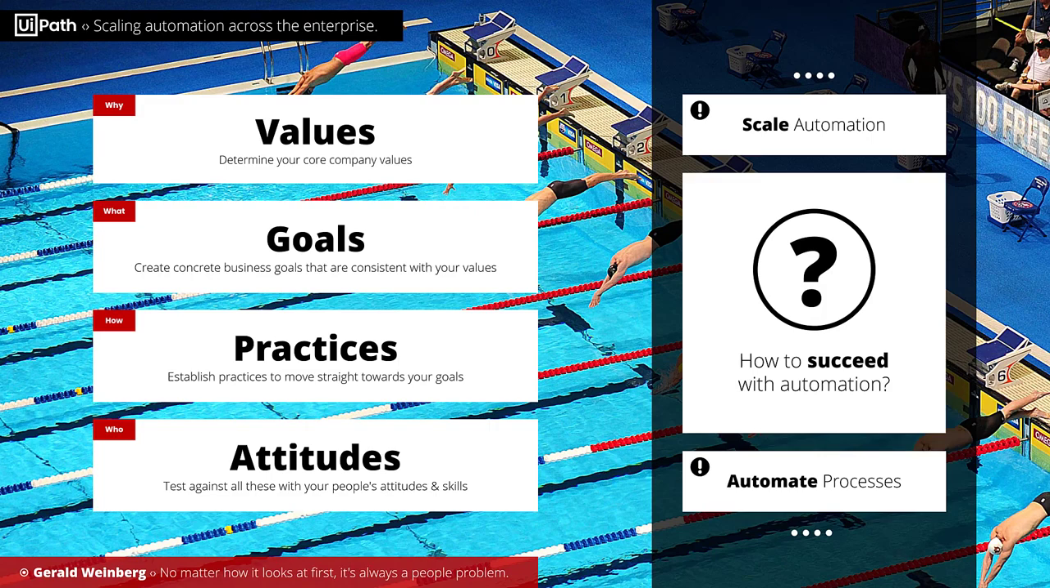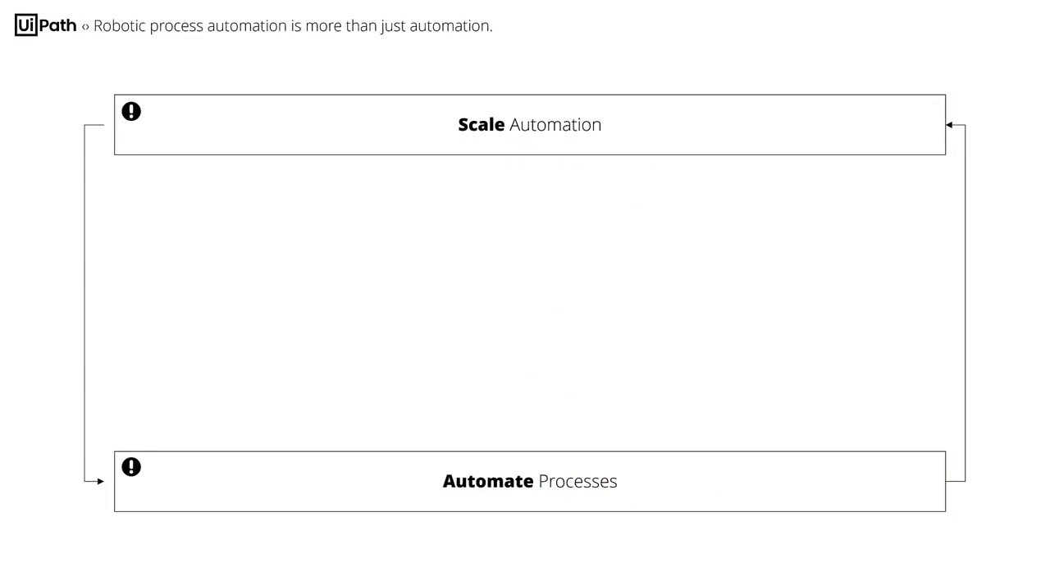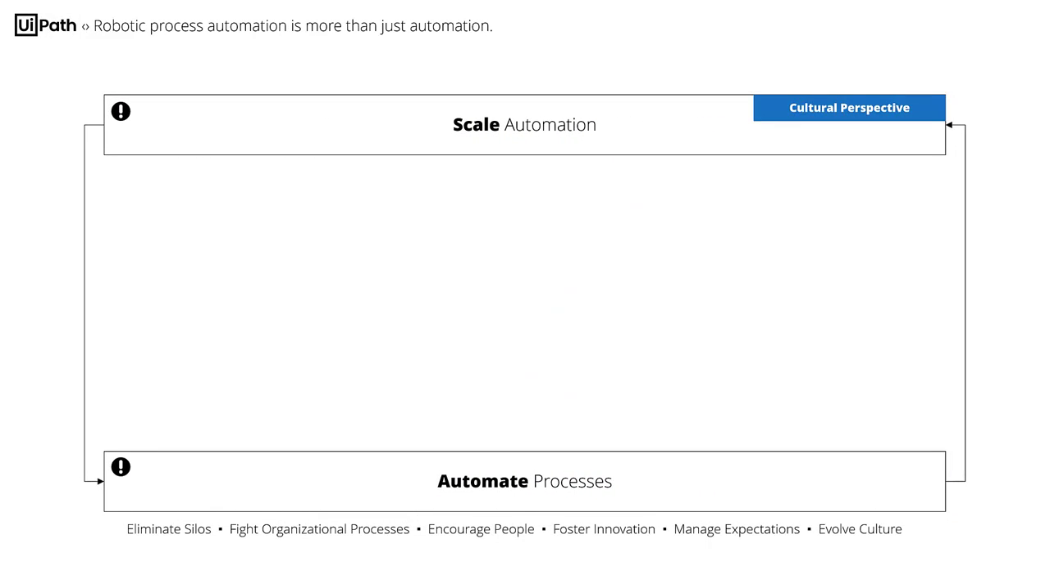So no matter how it looks at first, it's always a people problem. Now, this also holds true for scaling automation across the enterprise. With that, we just want to point out that there is a cultural perspective related to scaling automation across the enterprise. So we need to eliminate silos.